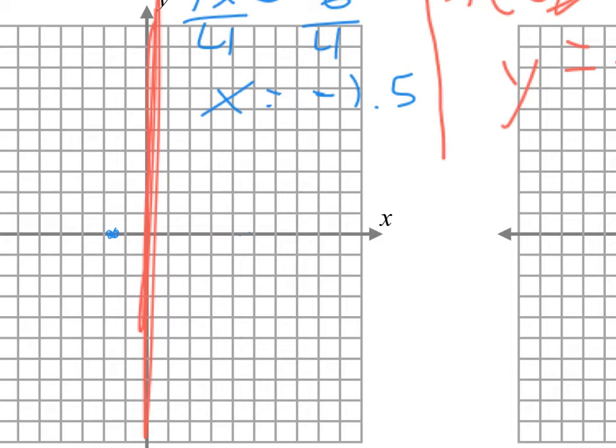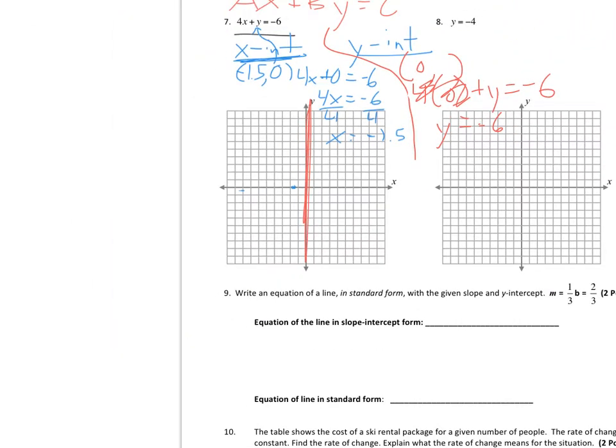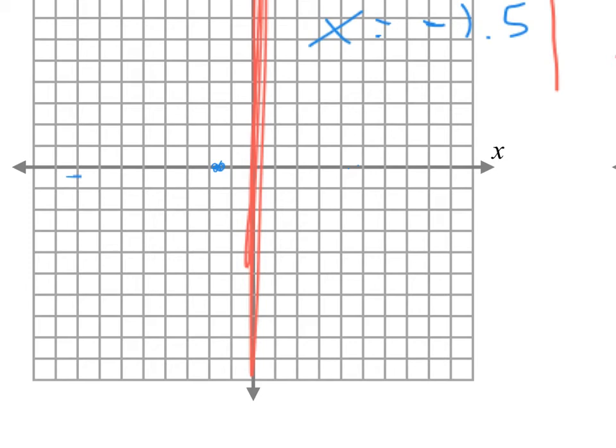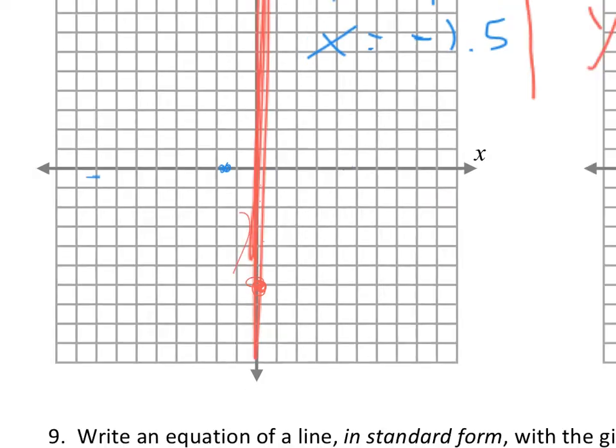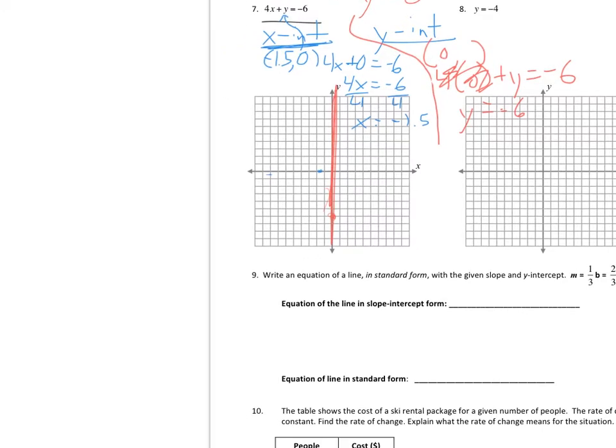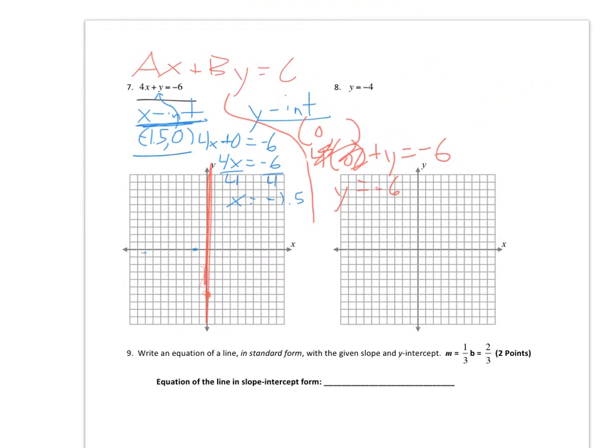1, 2, 3, 4, 5, 6. You have 2 points now. The 2 points you found are -1.5, 0 and 0, -6. You can connect those for your line. At least it wasn't messy, right?